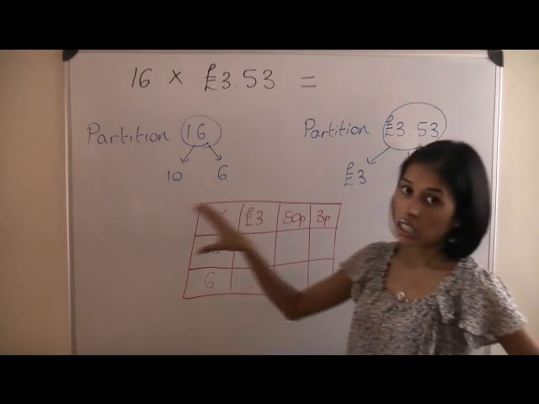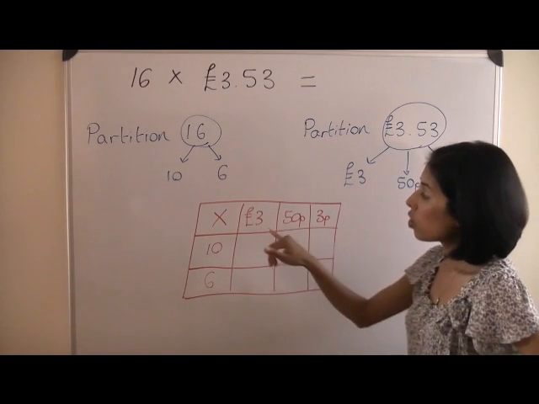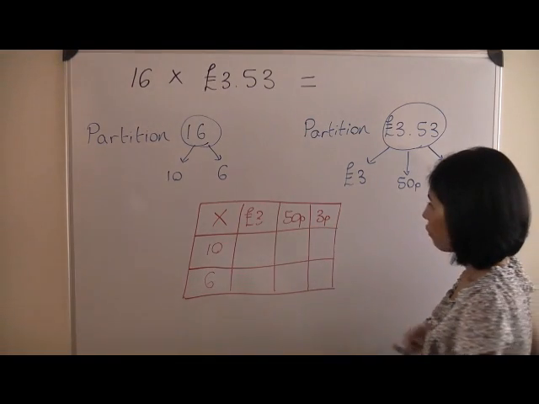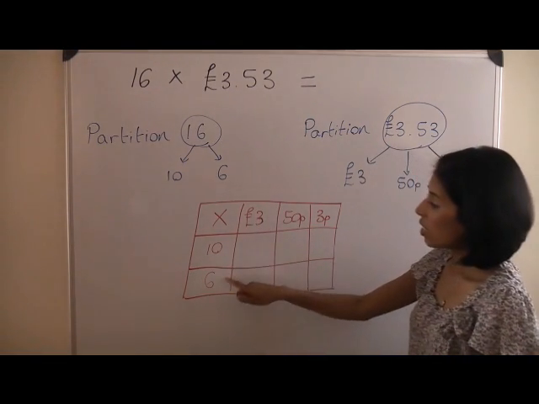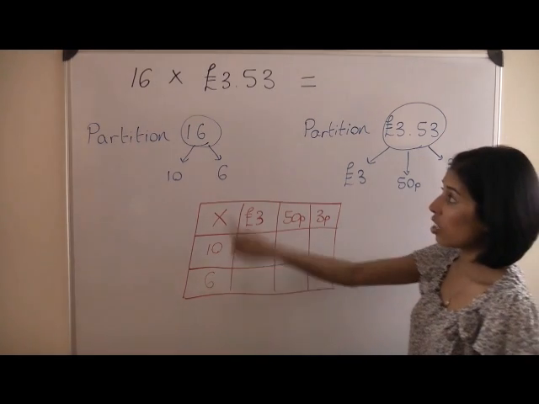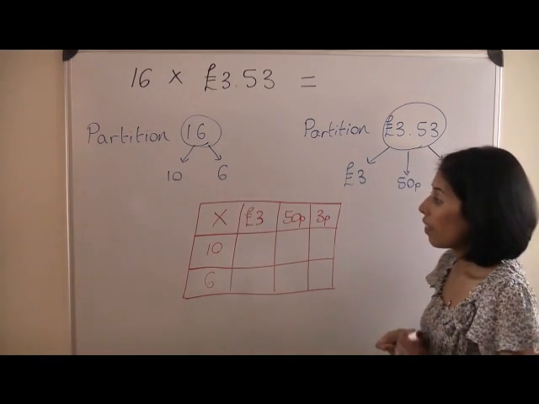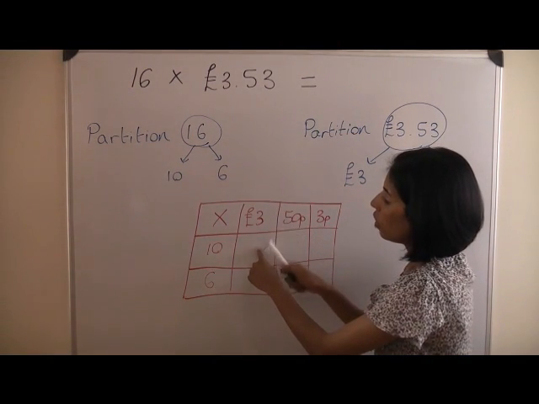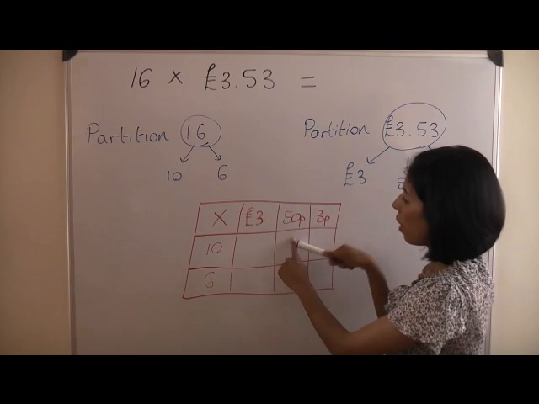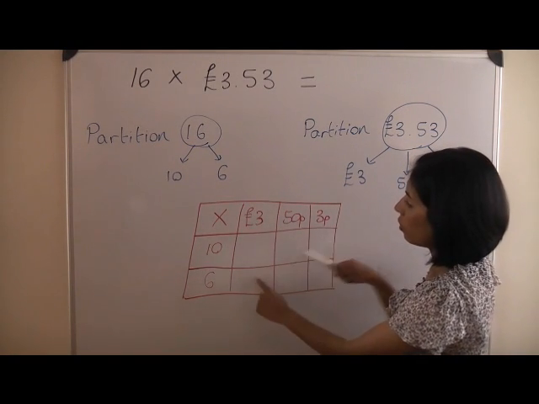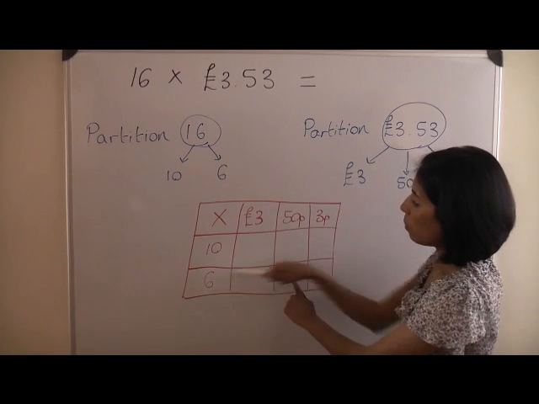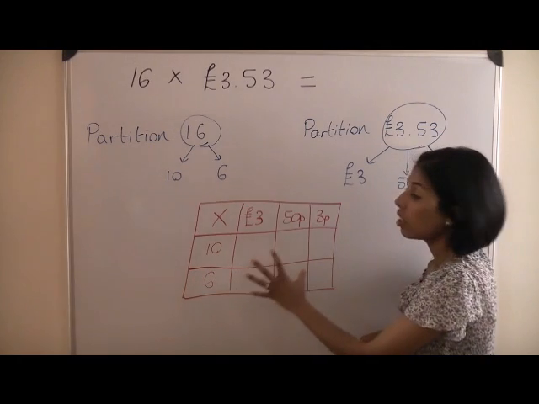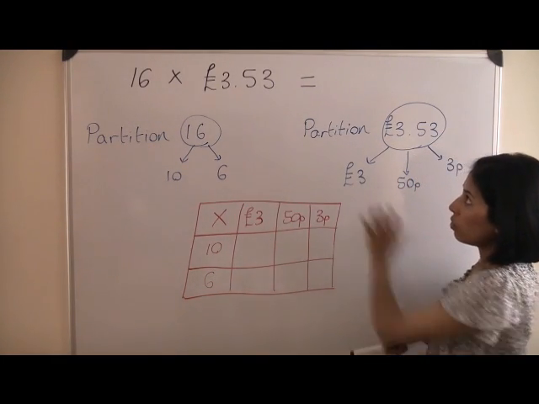Then you need to construct a simple grid. Along the top is the amount of money that you're multiplying the 16 by, £3.53. And along the side is the 10 and a 6, which makes up the 16. Then all you've got to do is multiply a column by the row, a column by the row, a column by the row, and so on for all six boxes. Then you add up the contents that you come up with to give you your answer.